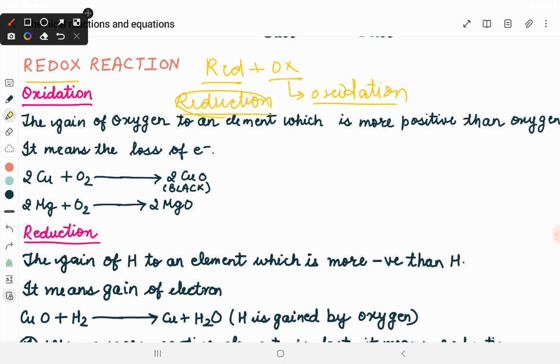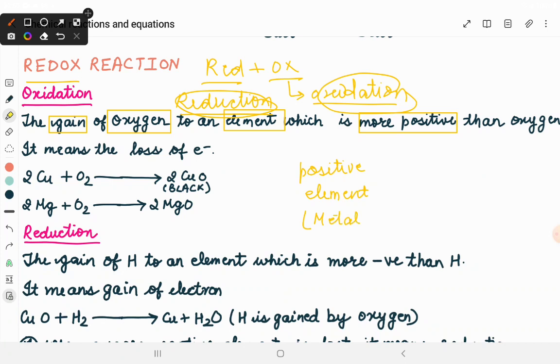But now what is reduction and what is oxidation? This thing we should learn firstly. So let us see these things, what is reduction and what is oxidation. Here you can see the gain of oxygen to an element, meaning we are giving oxygen to an element which is more positive than oxygen. Meaning a positive element is there. Now you know if the element is positive, it might be a metal. Now we are giving oxygen to this, so it means the metal will be getting oxidized.